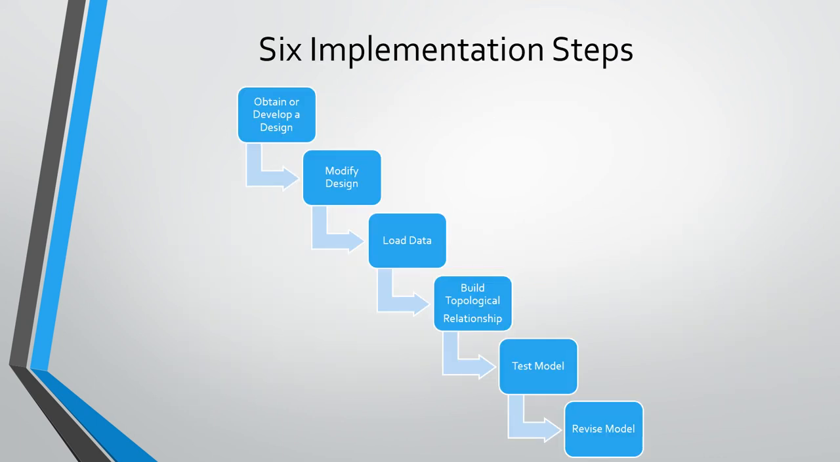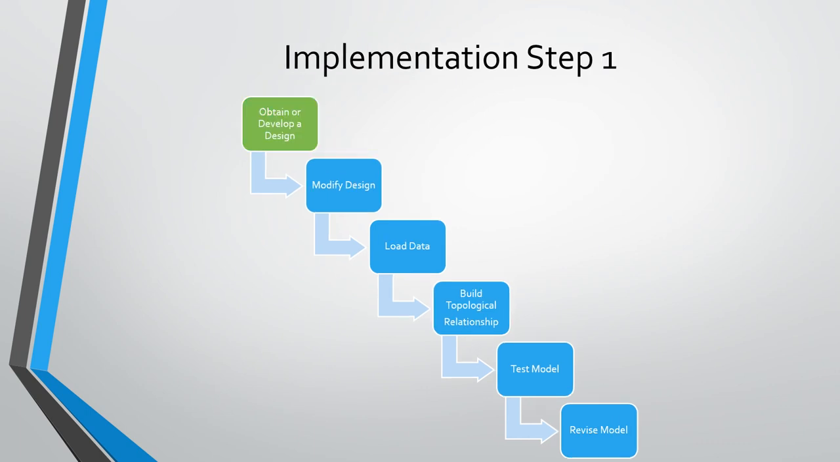So there are 6 implementation steps. The first one is to obtain or develop a design. Then you'll modify the design, load data to the design, build topological relationships, test the model, and revise the model from what you've tested. So the first step, obtain or develop a design.